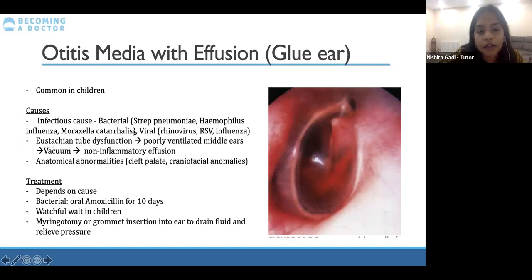So bacteria is one of the most common, and some organisms are Streptococcus pneumoniae, Haemophilus influenzae, and Moraxella catarrhalis. You also have viral causes, so rhinovirus, RSV, and the virus that causes influenza as well. I think it's also Myxoviridae. But yeah, can anyone identify what's common with most of these pathogens? Do you see a link between these pathogens at all?